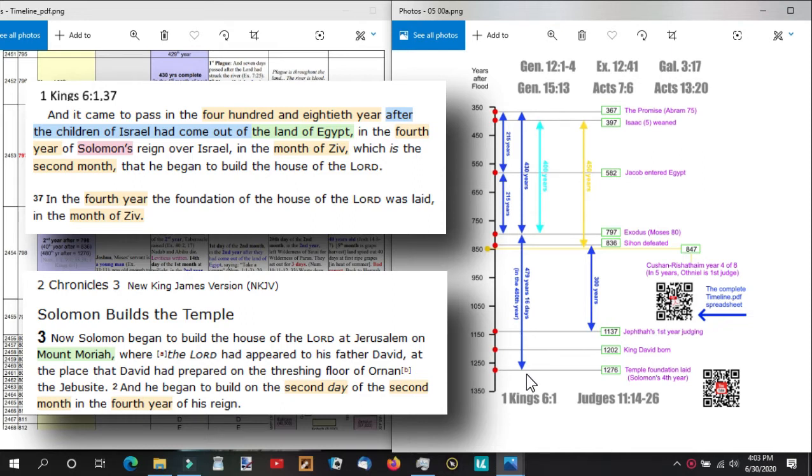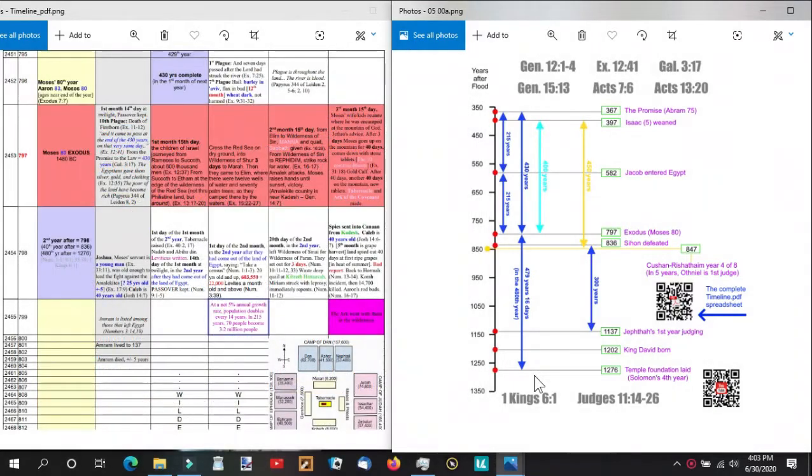Since the Exodus was on the 15th day of the 1st month, we know that there were precisely 479 years and 16 days between these two events. The scriptures continue to give us the precise details necessary for assembling the absolute timeline from creation.